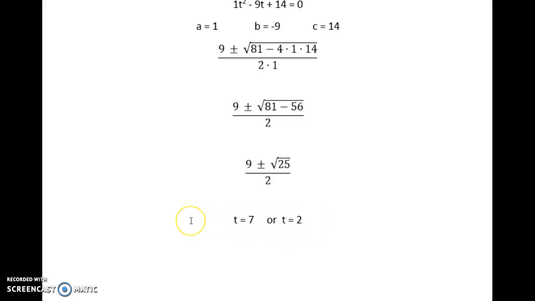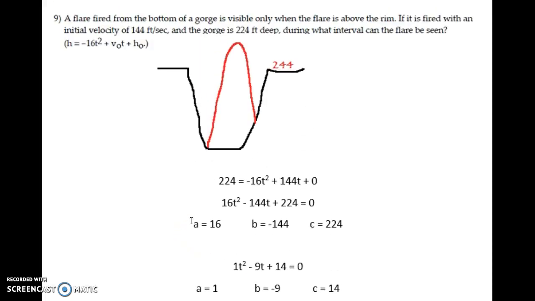So those are the 2 times when the flare is exactly 244 feet above the height of 0, above the ground. So in between those times, so greater than 2 seconds, and then up until 7 seconds, you'll be able to see the flare because it'll be above the canyon rim.